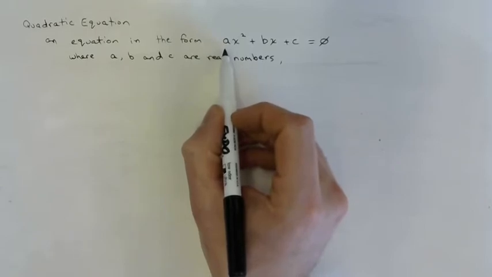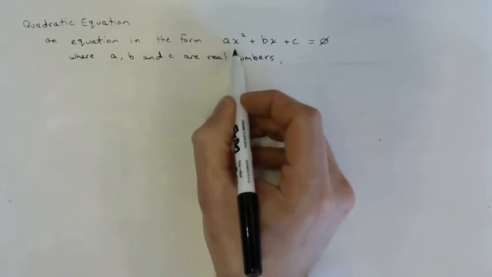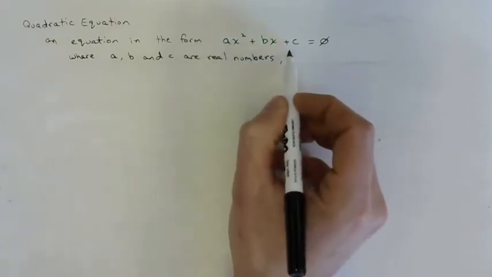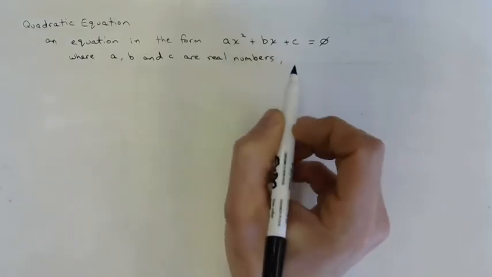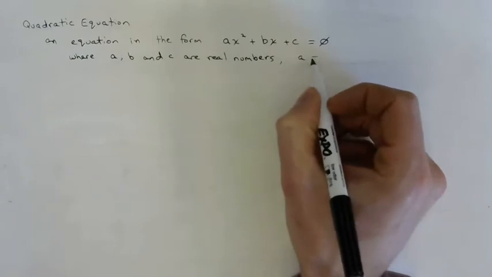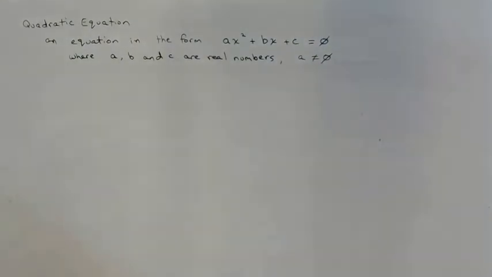What would happen if a was 0? It wouldn't be a quadratic because this term would disappear and then it would just be bx plus c, or mx plus b. Y equals mx plus b, okay. a, b, and c are real numbers and a can't be 0. Good. That's the only definition we need.